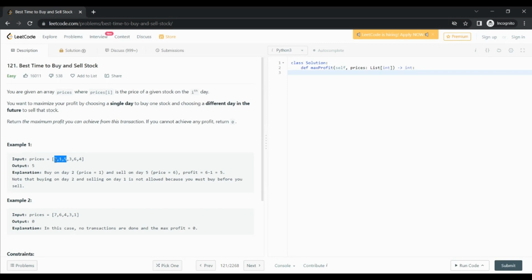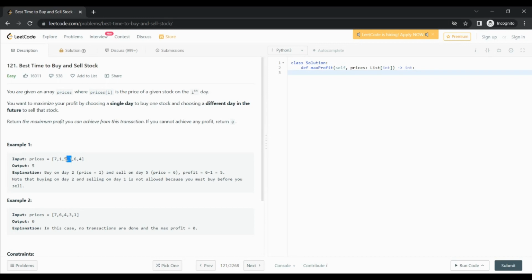Now we come here to 5. Given this information, 7, 1, 5, would it make sense to buy it at 5 when we know that we had bought it at a lower price, which is 1? No, it doesn't make sense. So our buying price still remains 1. But what if we sell it at 5? Would that make sense? Yes, it would, because then we have a profit of 5 minus 1, which is 4. So we can have a profit variable and update it to 4.